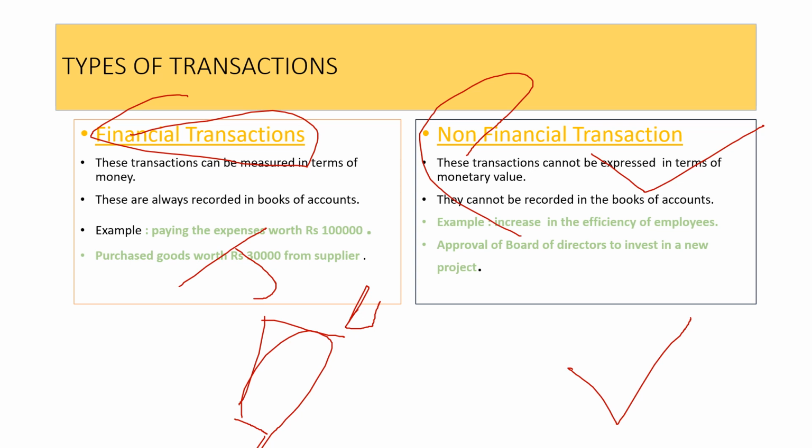Then there is a board meeting of the directors in which it is decided that you'll invest in a new project or raise funds through a new proposal, but still this approval is not recorded in the books of accounts. Though there is a disclosure in the books of accounts regarding this new project investment, it is not measured in terms of money, so it will not be recorded in the book called journal.